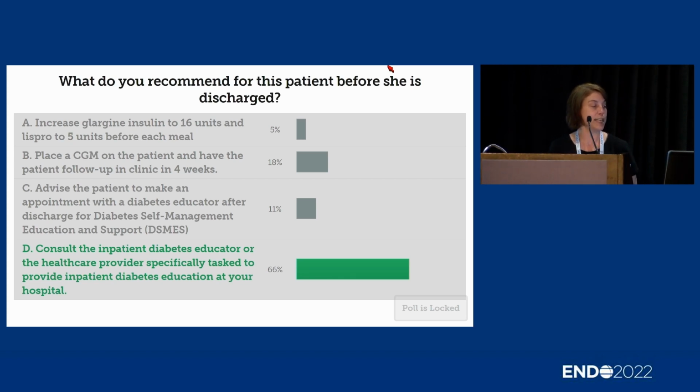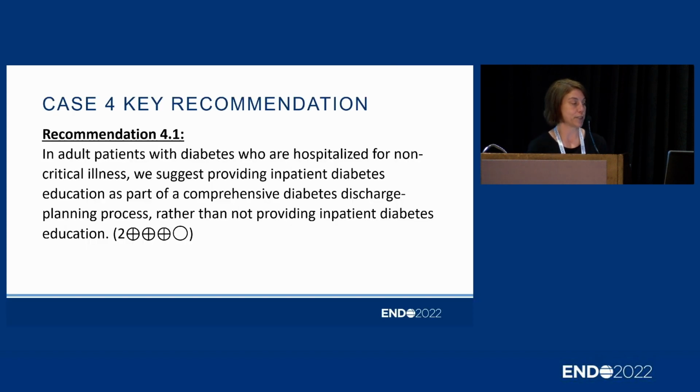And option C, to advise the patient to make an appointment with a diabetes educator afterwards. Of course, that would be an important thing to do, but we know that patients need to leave the hospital knowing how to take care of themselves, how to survive to that first outpatient appointment. And so that's why option D is the correct answer.